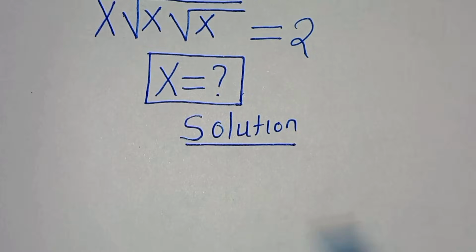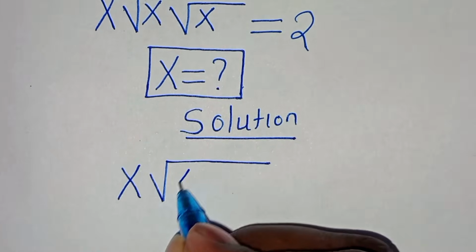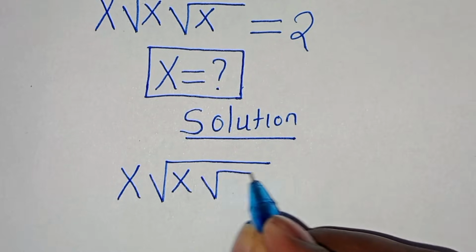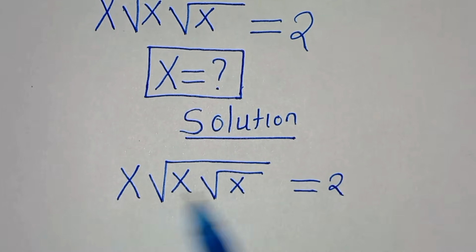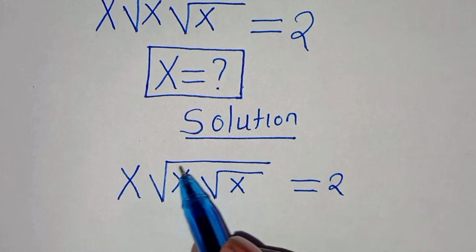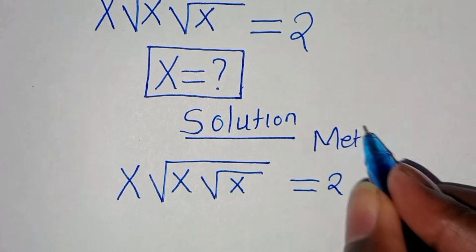So we have x multiplied by square root of x multiplied by square root of x. This is equal to 2. Now we are going to solve this by applying two methods. Let's start with method 1. So this is method 1.